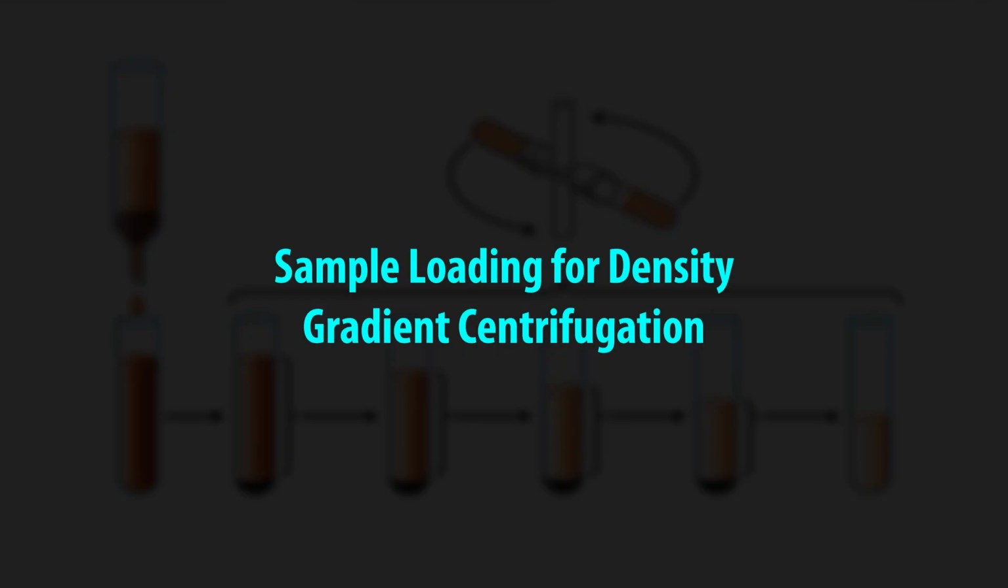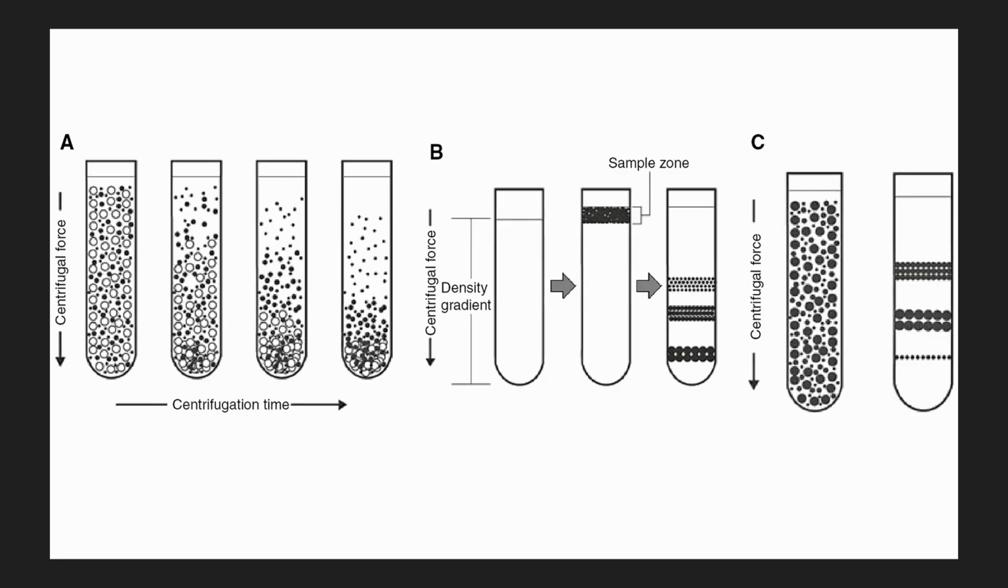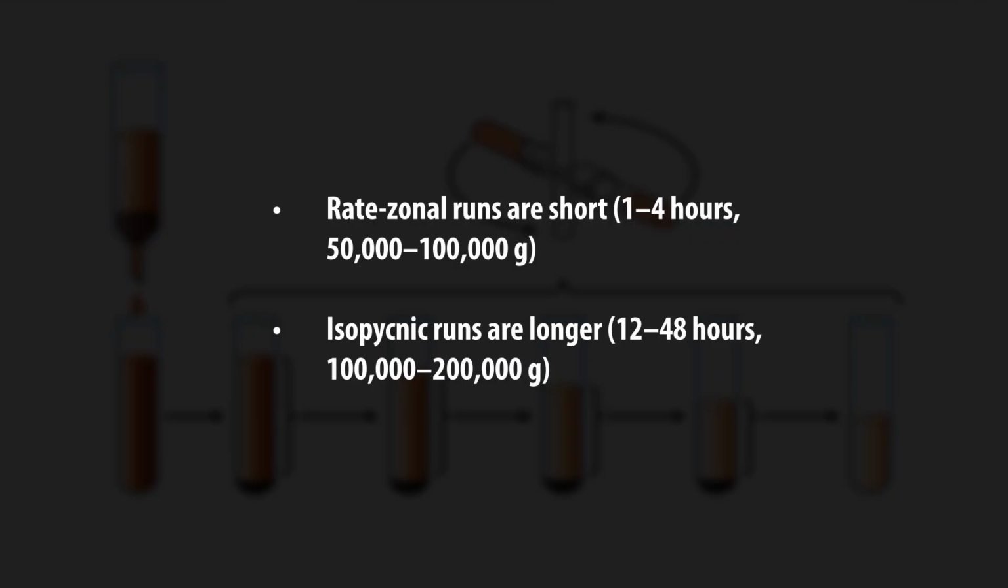Sample loading for density gradient centrifugation. The sample, for example, cell homogenate, is layered atop the gradient or mixed within for isopycnic runs. Gentle pipetting prevents mixing. Centrifugation: swinging bucket rotors are preferred for gradients, ensuring particles band at tube bottoms. Rate zonal runs are short, 1 to 4 hours, 50,000 to 100,000 g, while isopycnic runs are longer, 12 to 48 hours, 100,000 to 200,000 g.